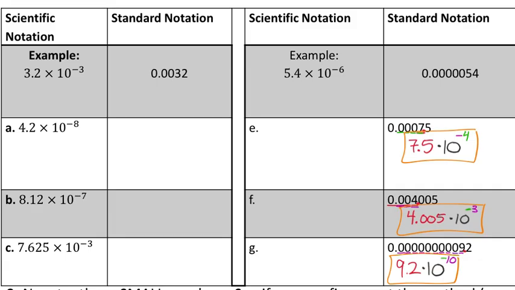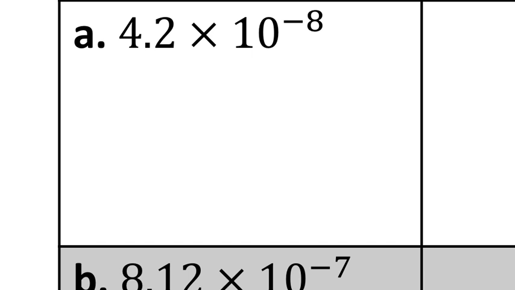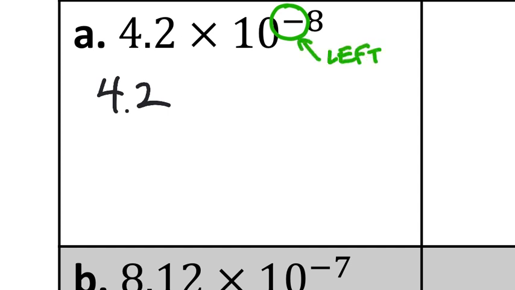All right, so there's those three. And yeah, you can write them in these boxes if you'd like, but it's the same answer. Let's get to these three. 4.2 times 10 to the power of negative 8. All right. Well, I'm going to rewrite just the decimal, 4.2. Now, remember, if you have a negative exponent, this tells us that we're going to move the decimal to the left. How many times? 8 times, right there. So I'm going to move it to the left 8 times.